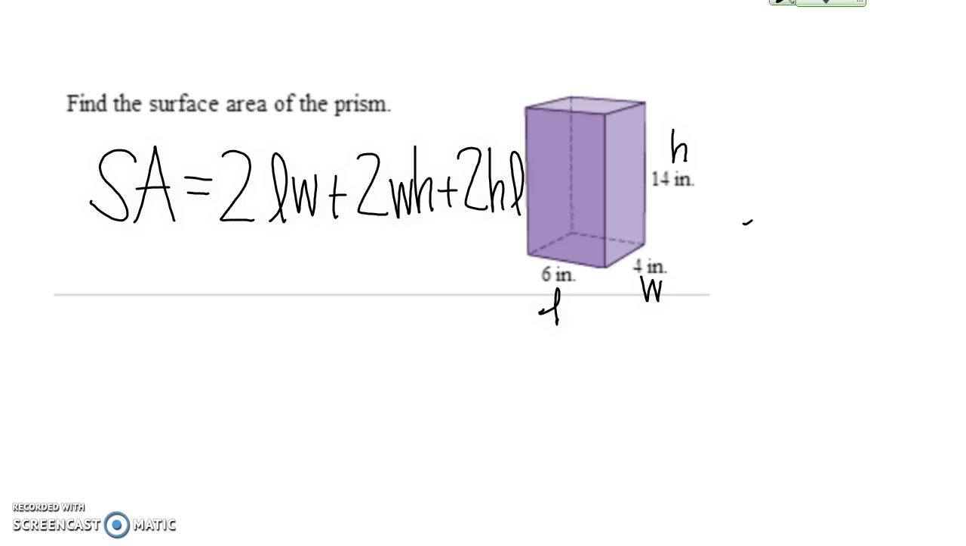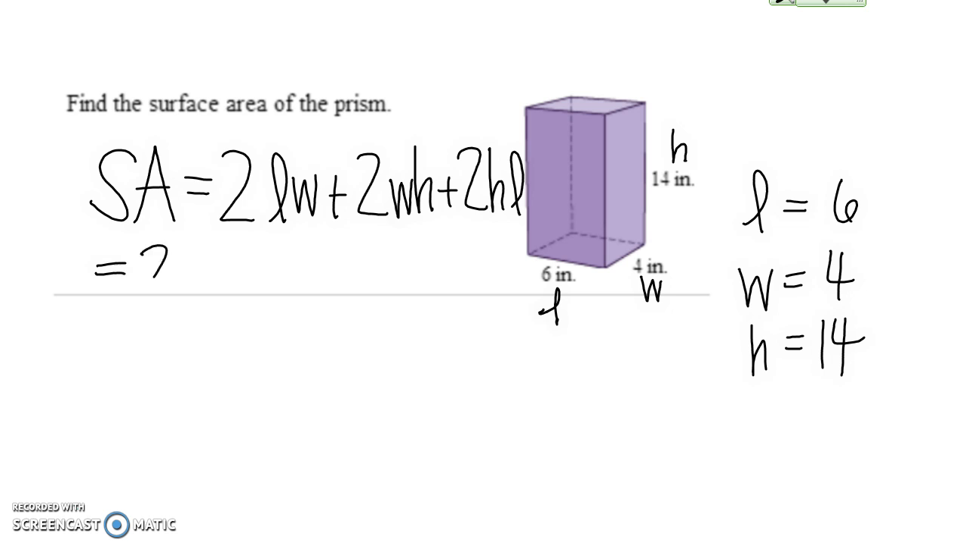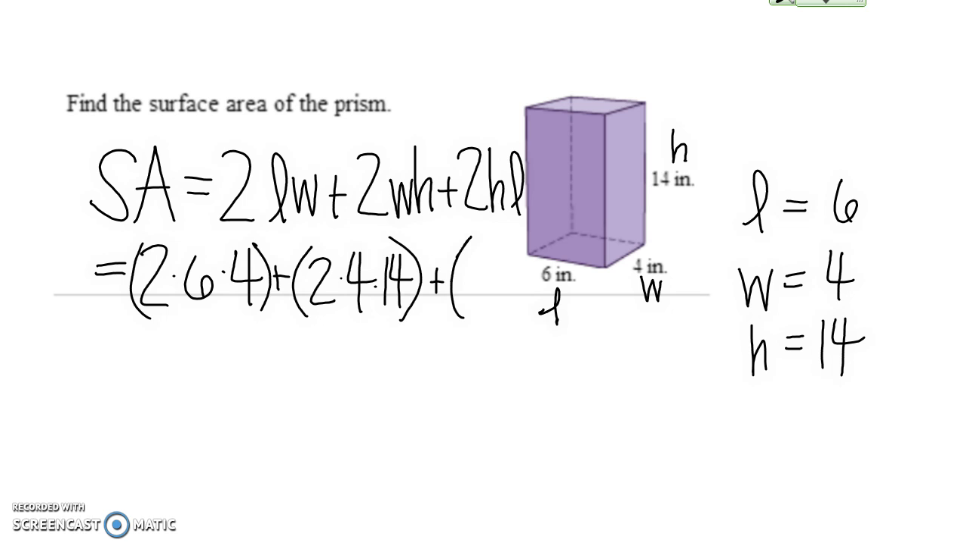Okay? You may be used to writing it out to the side. The length is 6, the width is 4, the height is 14. We're going to need those numbers to plug in our formula. So we do 2 times the length is 6 times the width is 4. I'm going to put parentheses around them because I want to multiply them first. 2 times the width is 4 times the height is 14. And then 2 times the height is 14 times the length is 6.